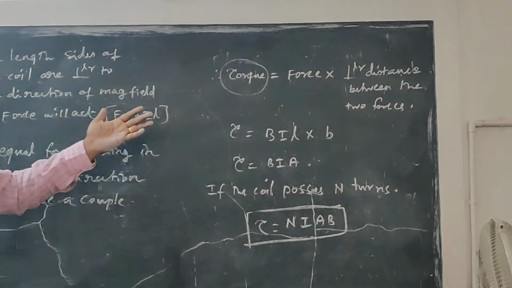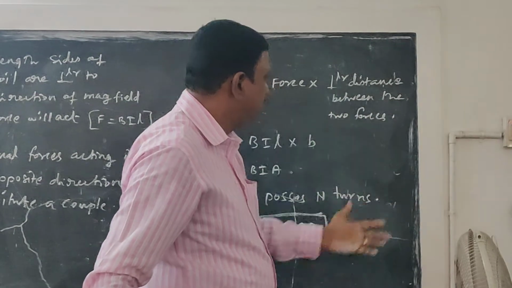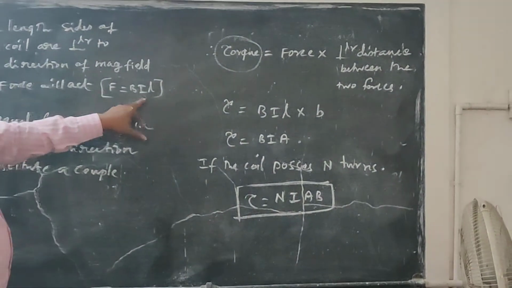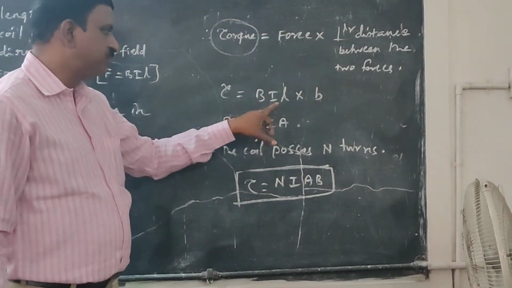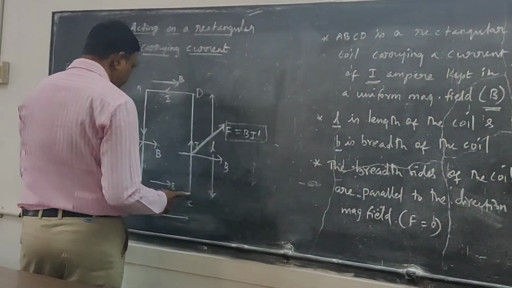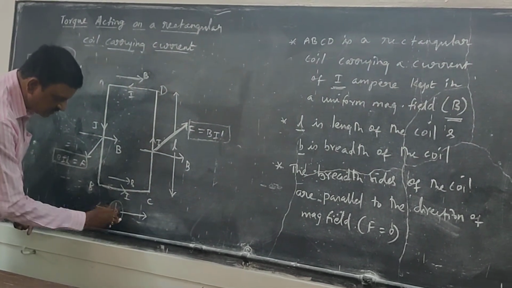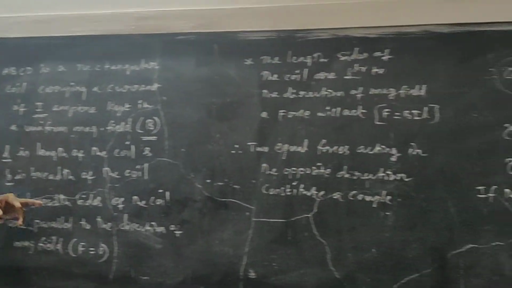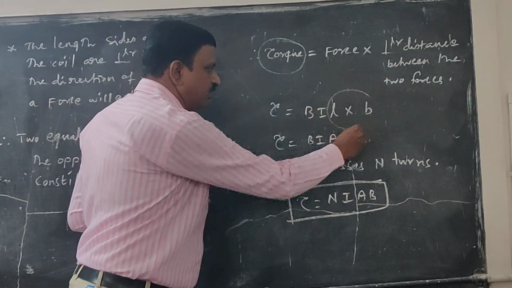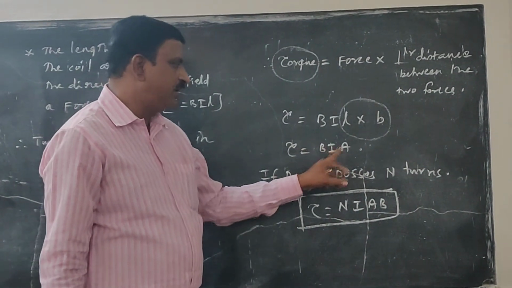Now the torque formula is the product of either one of the forces and the perpendicular distance between the two forces. So in our derivation, the value of force is BIL. Either one of the forces, F is equal to BIL. Then the perpendicular distance between the two forces is the breadth of the coil. Perpendicular distance is substituted as small b. Now if you multiply the length of the coil and breadth of the coil, you will get the area of the coil. So tau is equal to BIA.